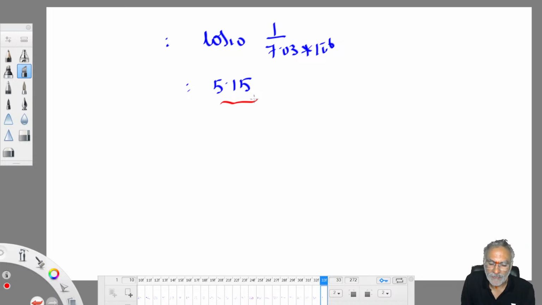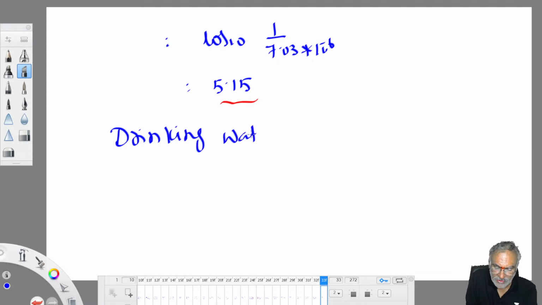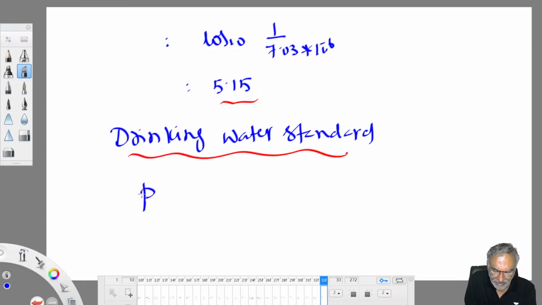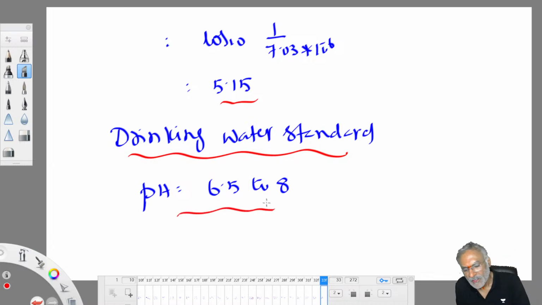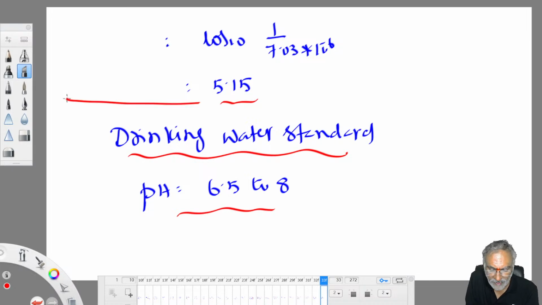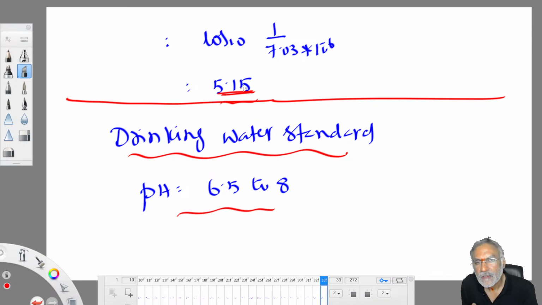So that's how we can work out pH problems. We also have the drinking water standard with respect to pH. It should not be too high and it should not be too low. The pH of drinking water should lie between 6.5 and 8, or some people take 8.5 also. That also you have to remember. The answer for that question is this one. Understood? That's how we can work out numericals related to pH.